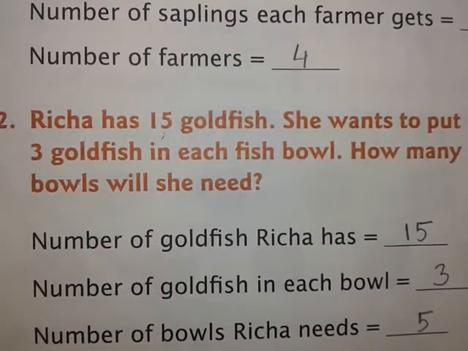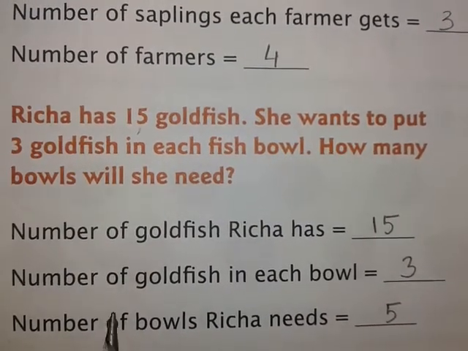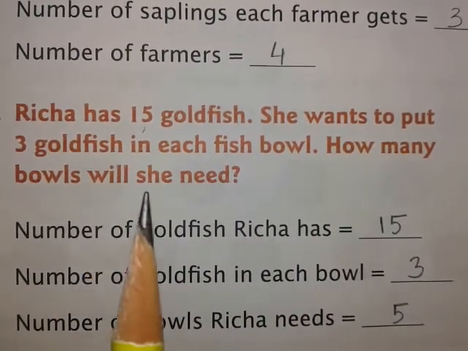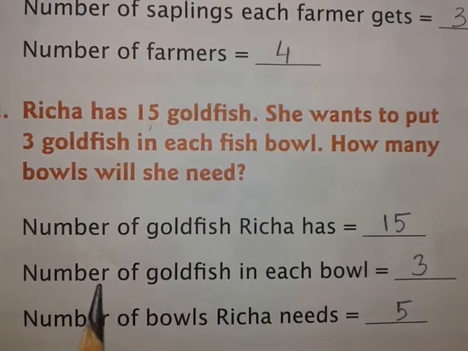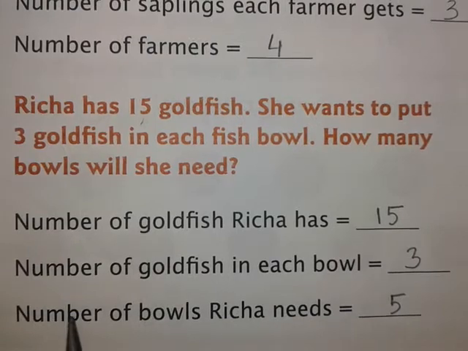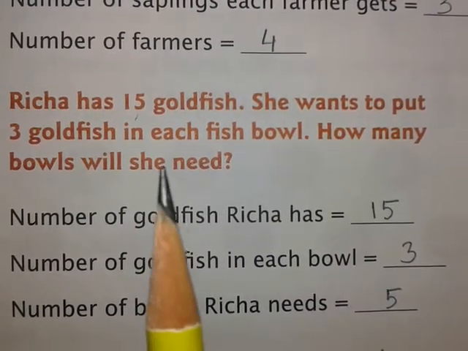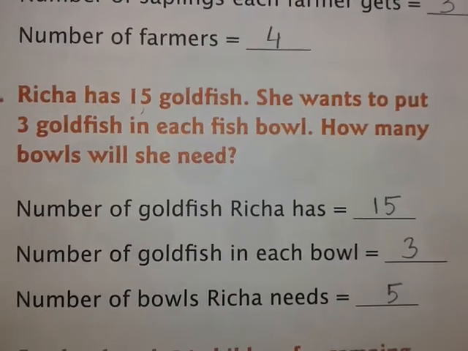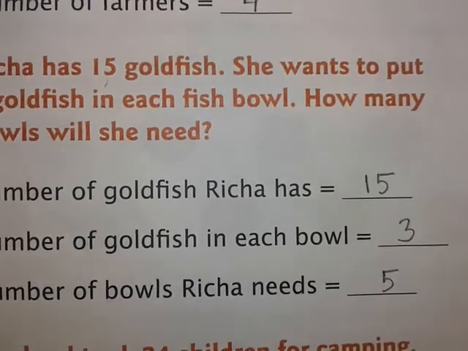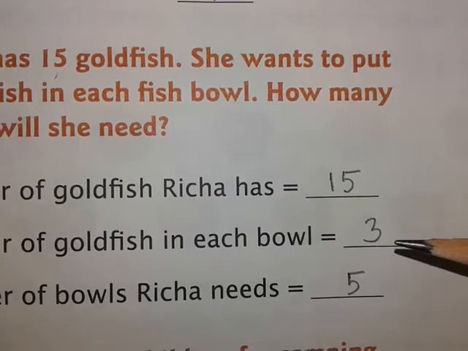Move to number 2. Richa has 15 goldfish. She wants to put 3 goldfish in each fish bowl. How many bowls will she need? Number of goldfish Richa has is given as 15 and number of goldfish in each bowl is 3. This much you have got from the story given. Now you have to find out the number of bowls Richa needs. Same way we will try this one also. 15 to be divided by 3.